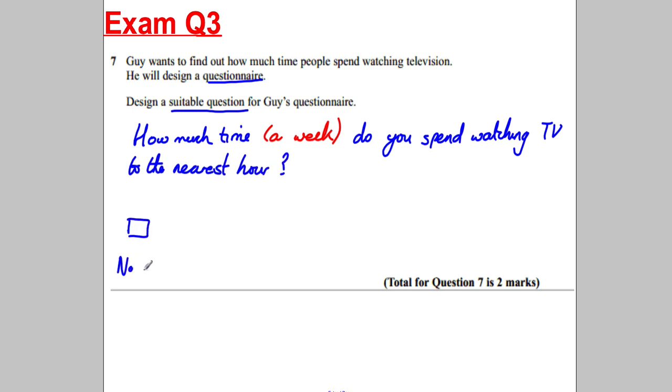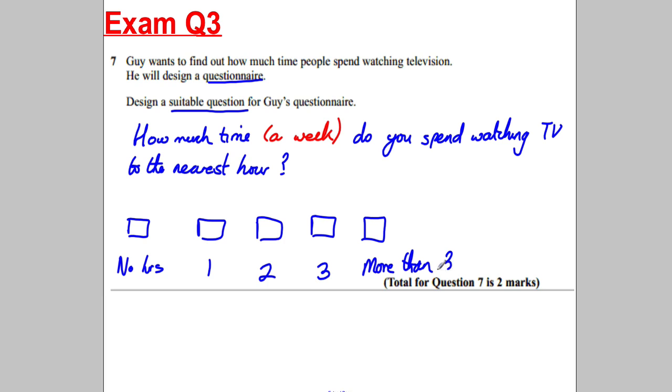No hours. 1 to 3, or maybe you might just put 1 hour. You might just put 2 hours, or you might put 3 hours, and you might put more than 3. Something like that. Okay.